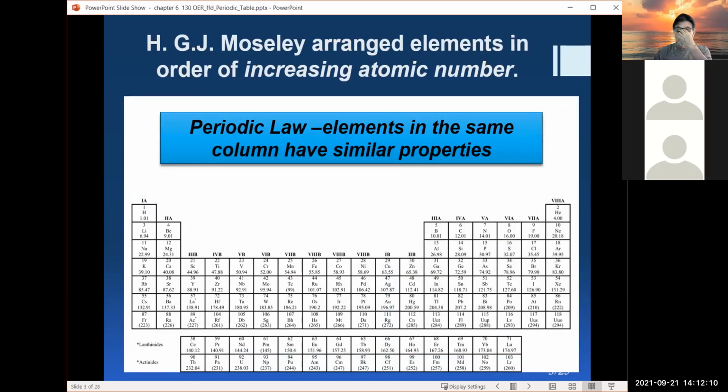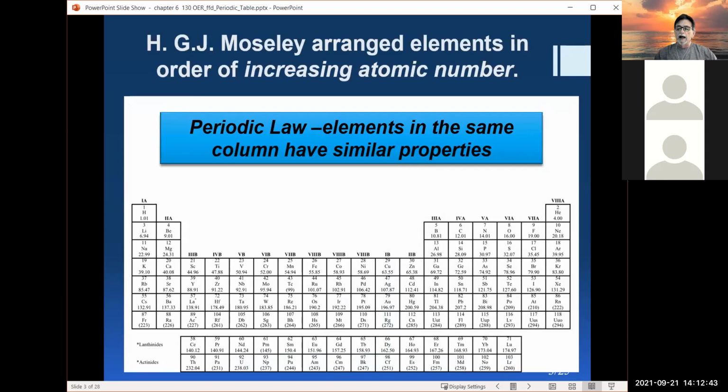Okay. It wasn't until many years later, I don't have a specific time, but Moseley just rearranged the periodic table based on the atomic number as our model came into play and started assigning atomic numbers. So he had this thing called periodic law. Elements in the same column have similar properties. And now we know why, because they share the same number of valence electrons and therefore would exhibit similar reactivity.